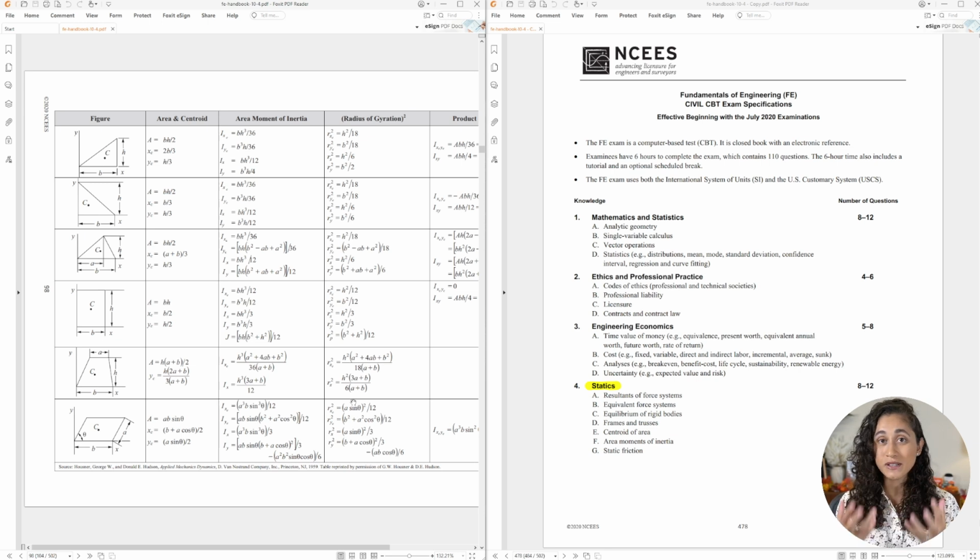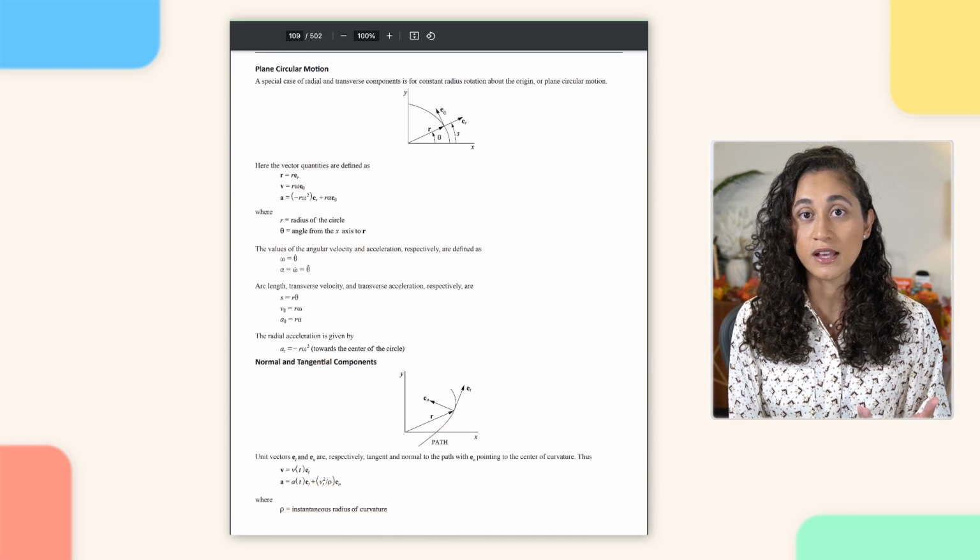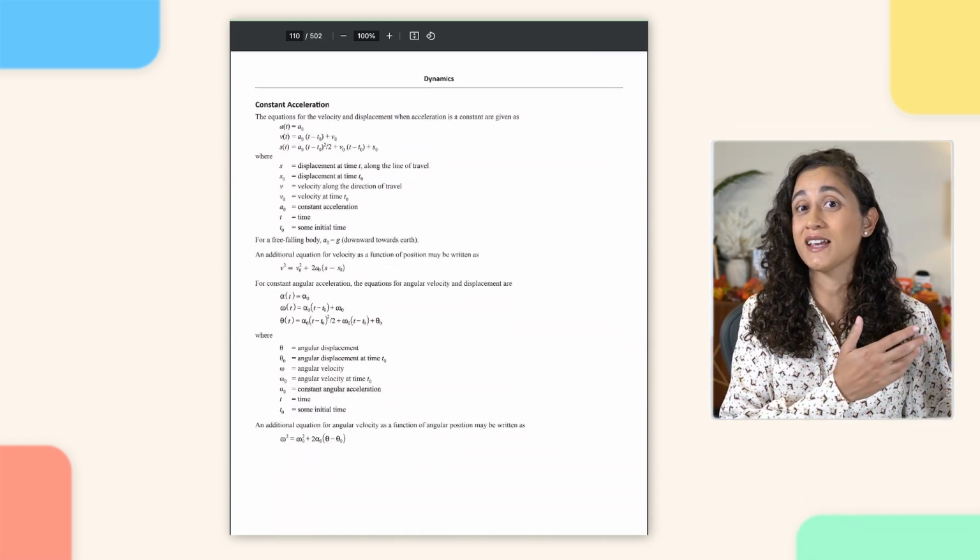So yes, spend some time on the reference handbook and always use it when you guys are studying for your FE exam. Now, another thing, guys, to keep in mind is that for certain sections, you won't need to know all the equations that are provided to you guys in the reference handbook, depending on which FE exam you're taking. So for example, if you go to the dynamics section, you'll see there are a lot of equations there. And some of those equations, if you are taking FE Civil, you can actually skip, okay?